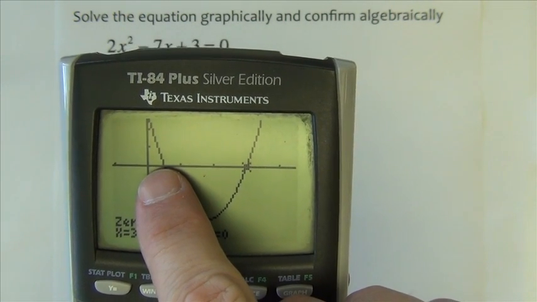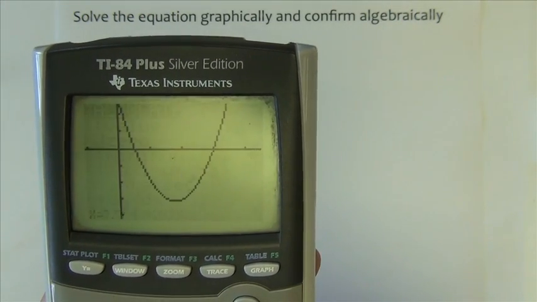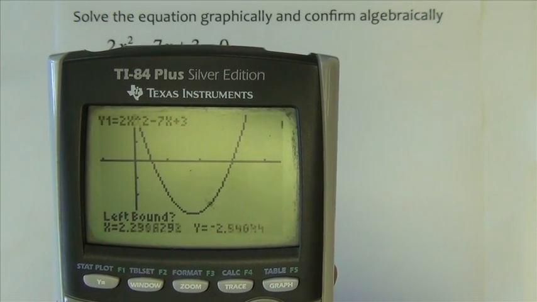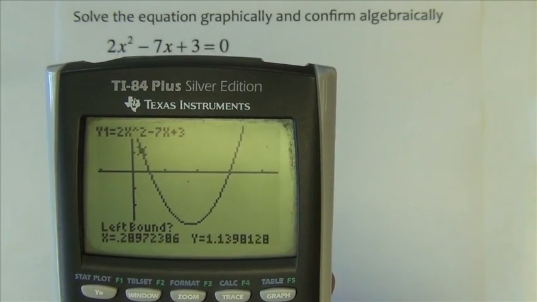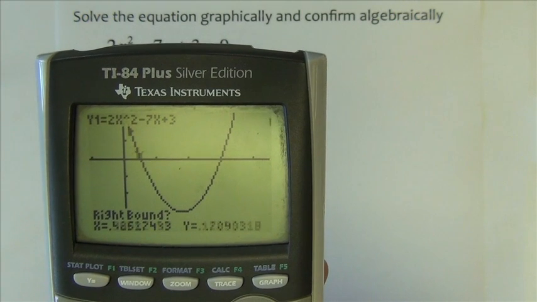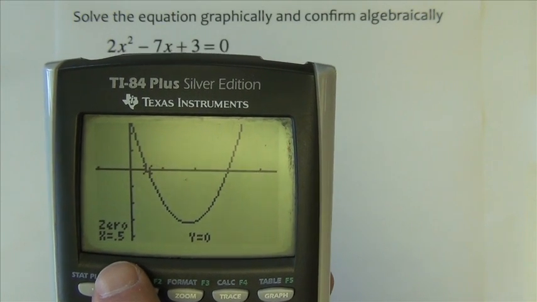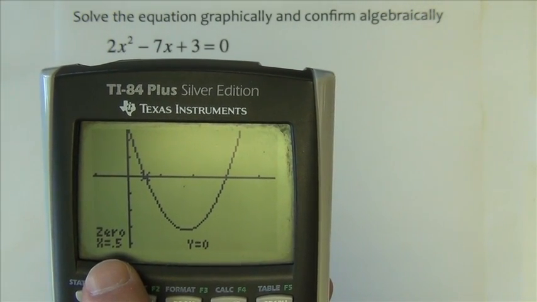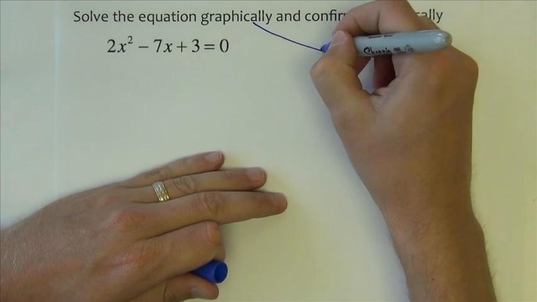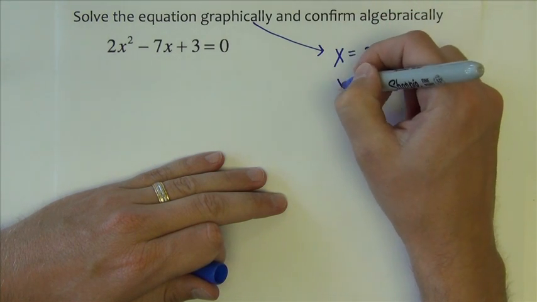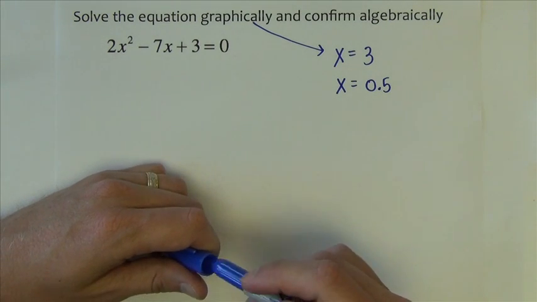Now I do have another one over here. I want to find it too, so we'll just repeat all the steps. Second, calculate. I want zero. It's going to ask me for left side, right side again, so I have to trace all the way over to the left, go to the left of that zero, anywhere to the left, hit enter, go to the right, hit enter, guess, you don't even have to move it, just hit enter again. The other zero is at 0.5. It's my other solution. So graphically, we got x equals 3 and x equals 0.5.